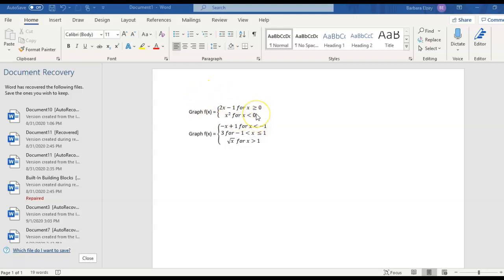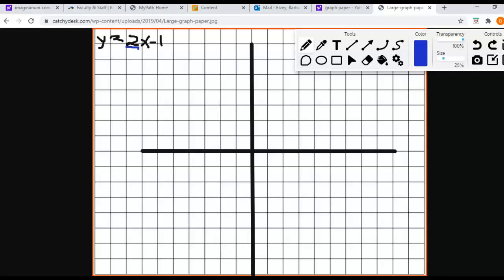So we're going to graph this thing, and we're going to start with the first piece, and we're going to think of it as y equals 2x minus 1, and then we'll deal with this domain restriction here on the right. So y equals 2x minus 1. I'm going to go to a picture. I've already written y equals 2x minus 1 here, and I'm going to graph that.